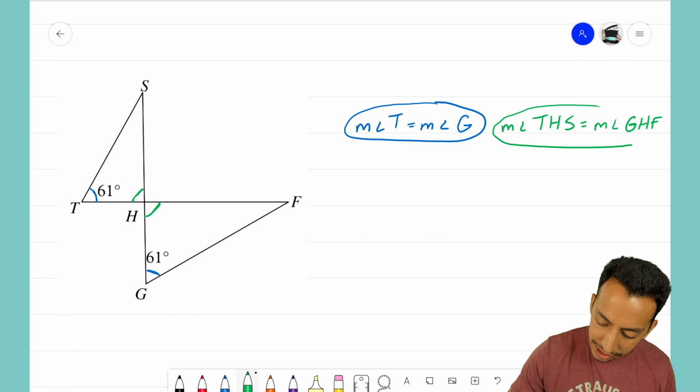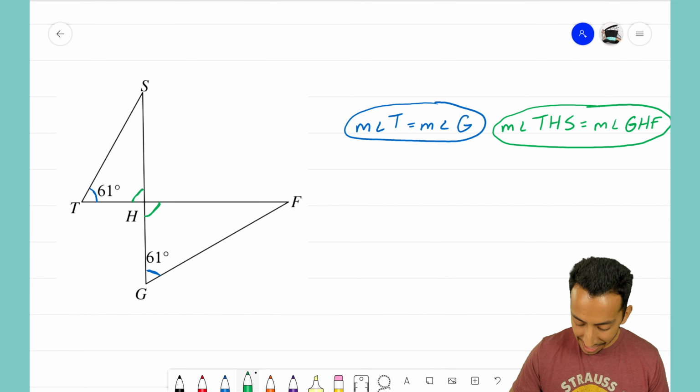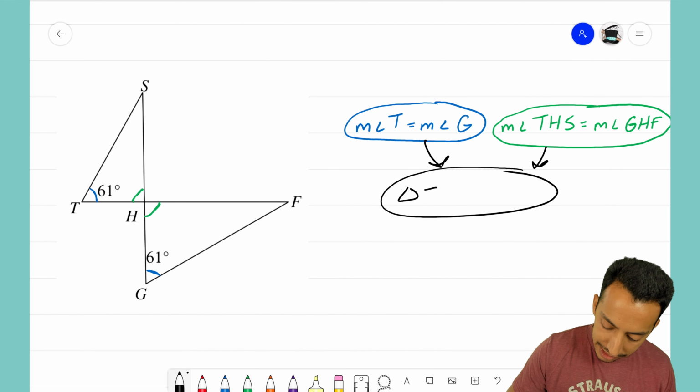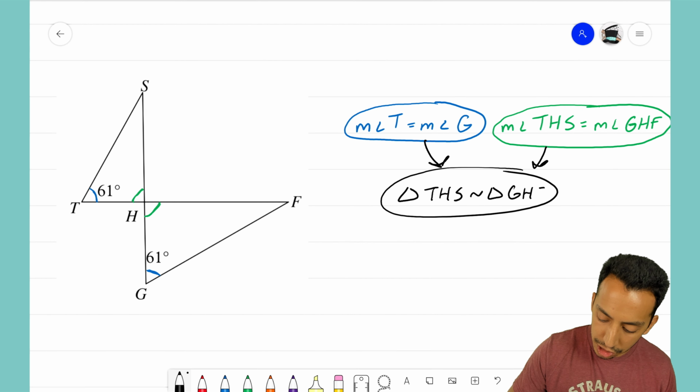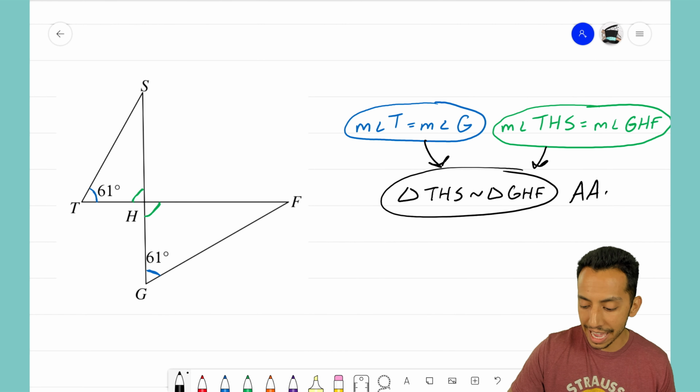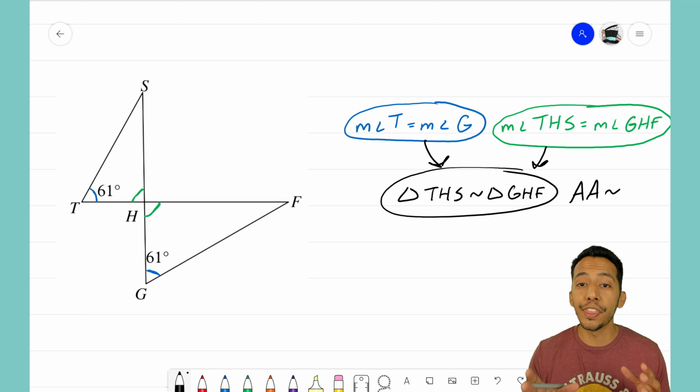That is our second fact of our flowchart, and that is enough for us to conclude in our conclusion now that triangle THS is similar to triangle GHF. And what did we use? We used angle similarity. There you go.